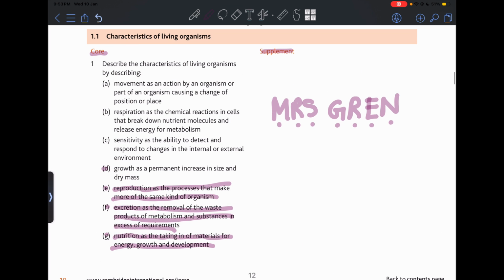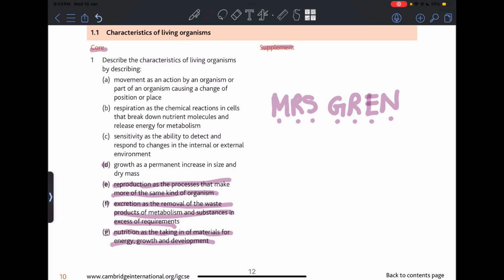So this is all memorization. You have to memorize all of these because they're going to ask for either one of them or some of them will come in your multiple choice. So you have to know all of these.